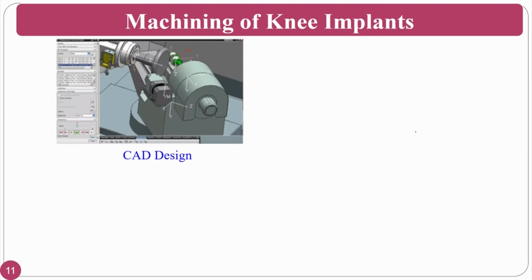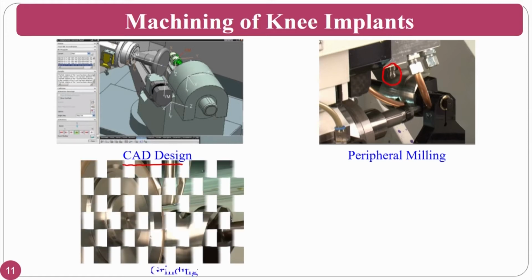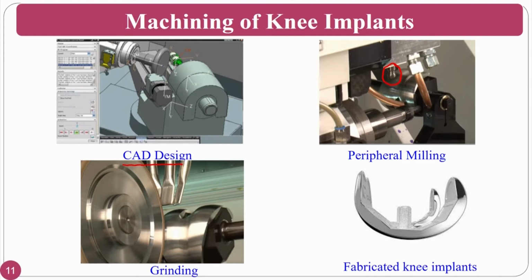Machining of a knee implant, the procedure goes like this. First you have to design a CAD model, then you go for the machining operation. You can see here the peripheral milling is done, and at the same time you can clearly see here that ball end type of milling is done, so that the surface finish will be better. Then you can go for the grinding operation, and you can see the final product, how it can be fabricated.